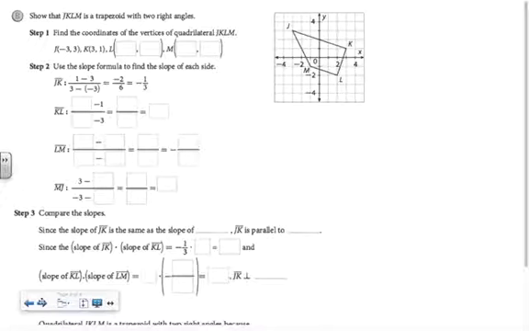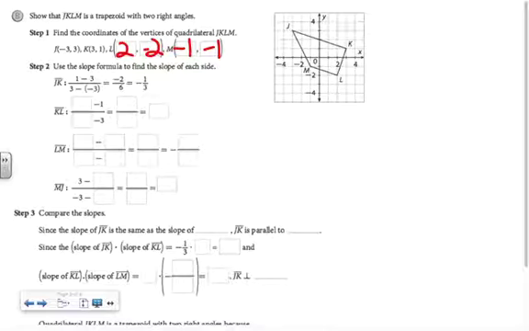In this example, we're showing that this is a trapezoid with 2 right angles. So again, step 1 is to find the coordinates of the vertices. They've already identified J and K for us. We're going to identify that L is at (2, -2), and M is at (-1, -1). They've already found the slope of JK for us. We're going to find the slope of KL.